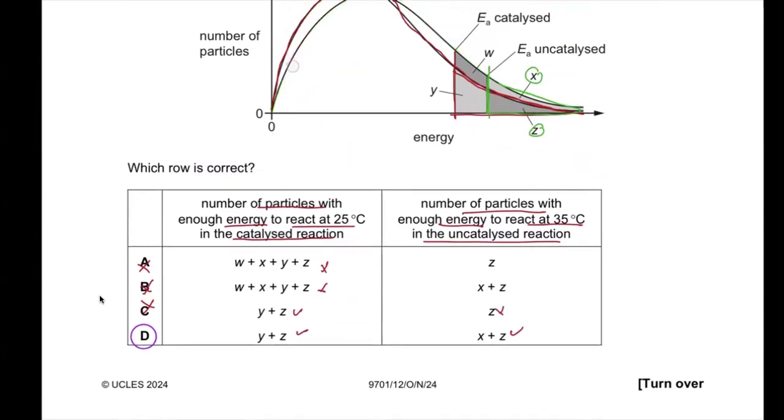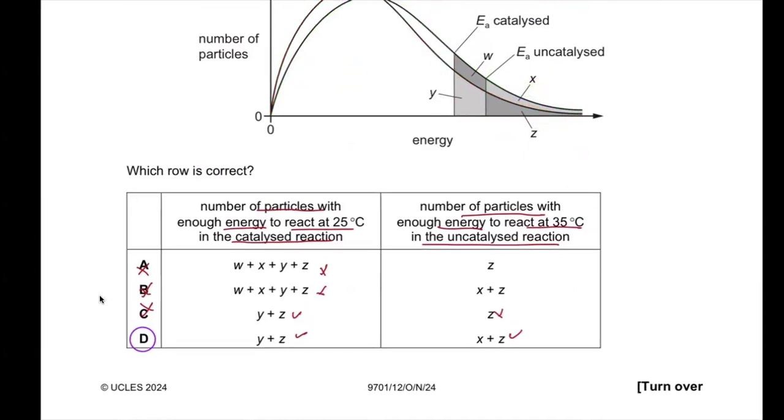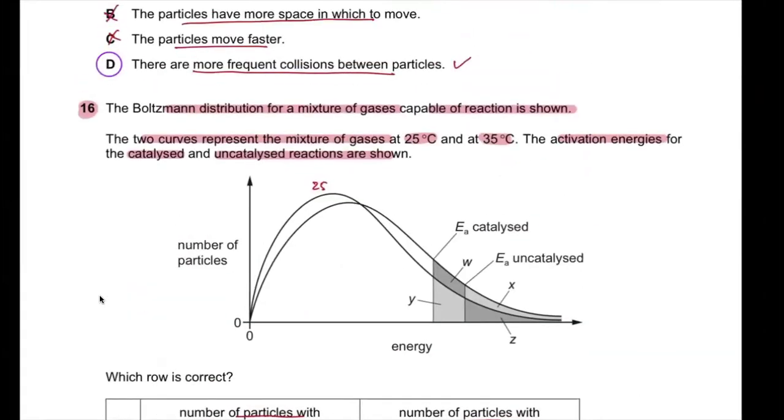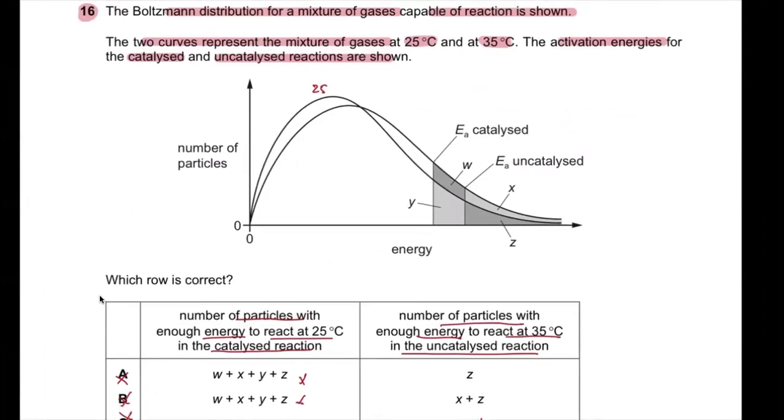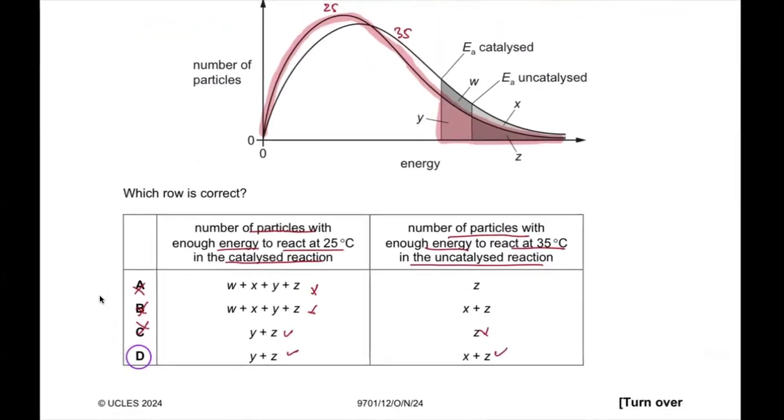Okay. First see this. This one is 25 and this one is 35. So if I go for 25 degrees Celsius, then it would be this one. And they are asking for the catalyzed reaction at 25 degrees Celsius. So we have a region which has Y and Z. Is this clear?